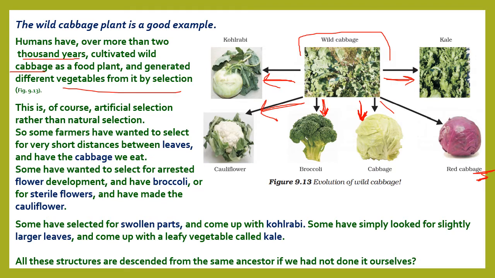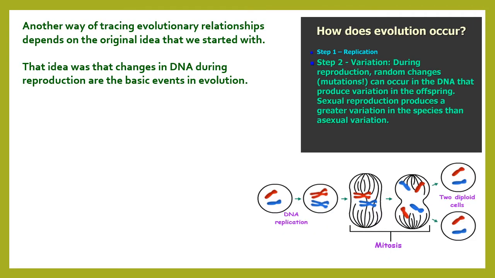Okay, and all these structures, they are descended from the same ancestor, that is wild cabbage. Another way of tracing evolutionary relationship depends on the original idea that we started with, and the idea was the change in DNA during reproduction. That is the basic event in evolution.